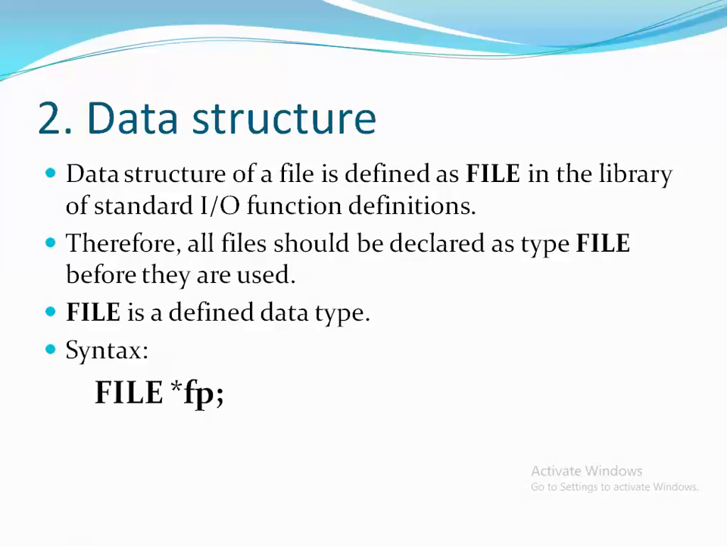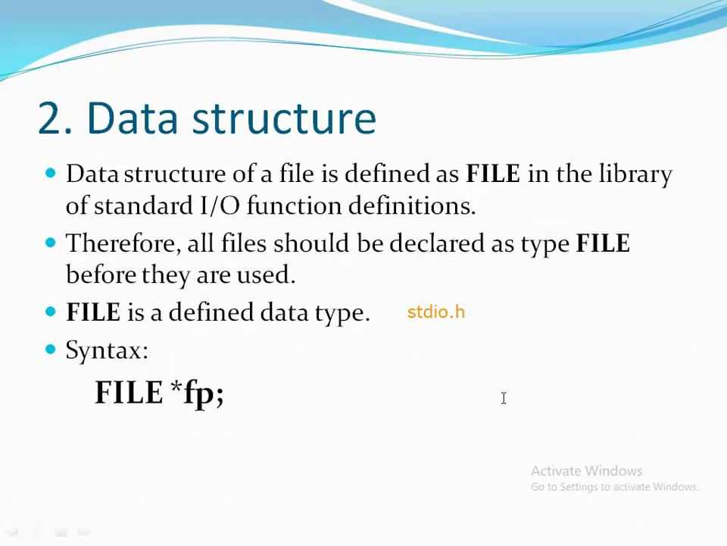Okay, our stdio.h is there. That stdio.h header file supports this file structure. Only that header file supports FILE. So that's why FILE is defined in the library of standard IO functions. Therefore, all files should be declared as a type of FILE before they are used. Okay, in a practical session, it will be very clear.